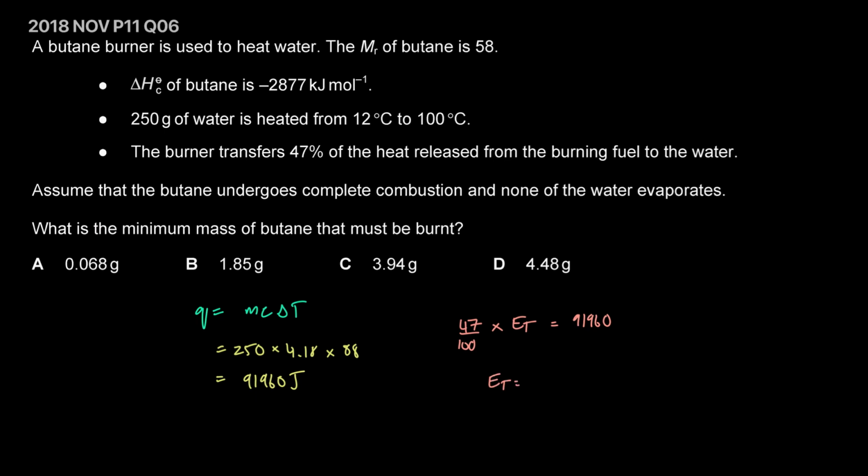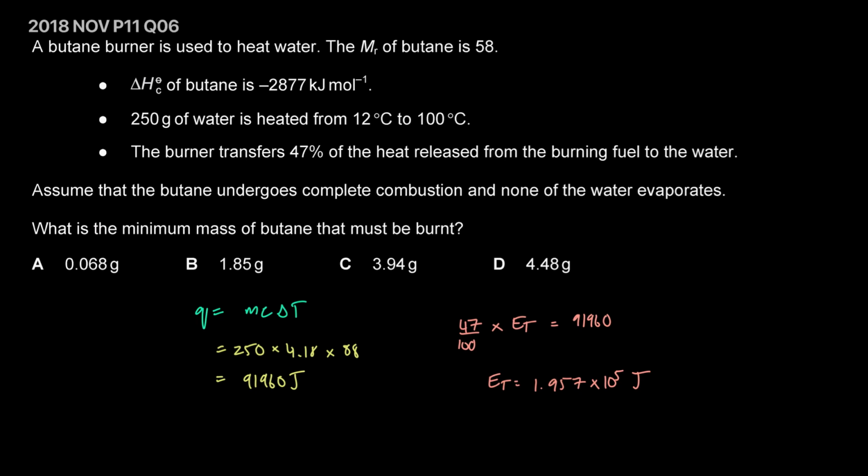So we know that the total amount of energy that we need to release would be 1.957 times 10 to the power of 5 joules. If this is the total amount of energy that would be released, 47% of this energy would be transferred to the water. So this much energy would be transferred to the water, and hence the temperature of 250 grams of water would rise by 88 degrees Celsius. Now the question is, how much butane do we need to release this much energy?